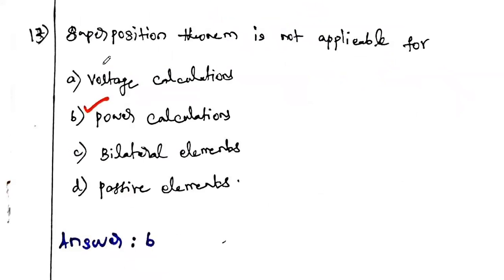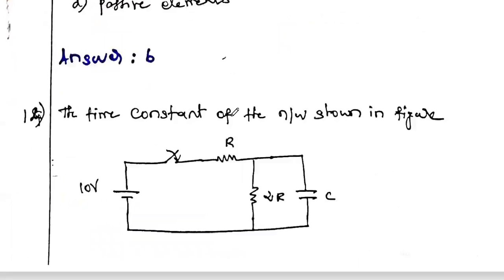Then the third question: the superposition theorem is not applicable for dash. We already discussed this question. This question is very important and a repeated question. The superposition theorem is applicable for voltage calculation as well as current calculation, but the superposition theorem is not applicable for power calculation.